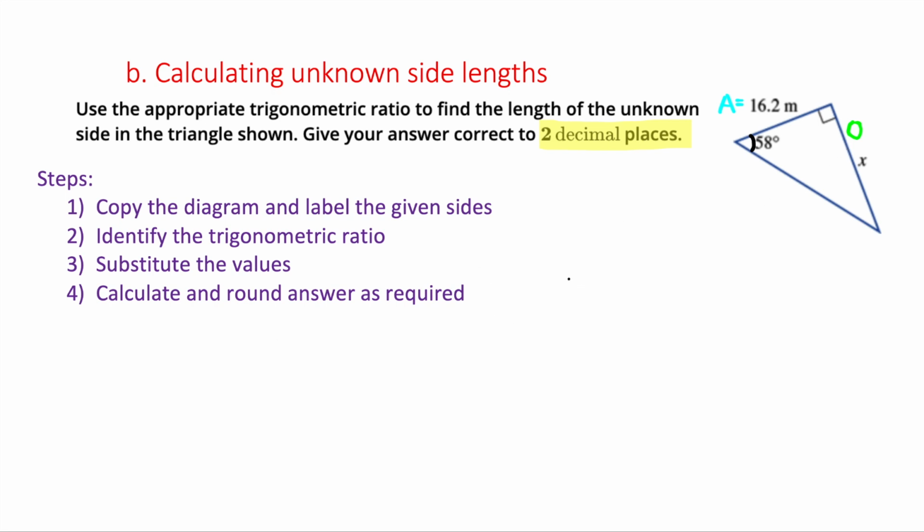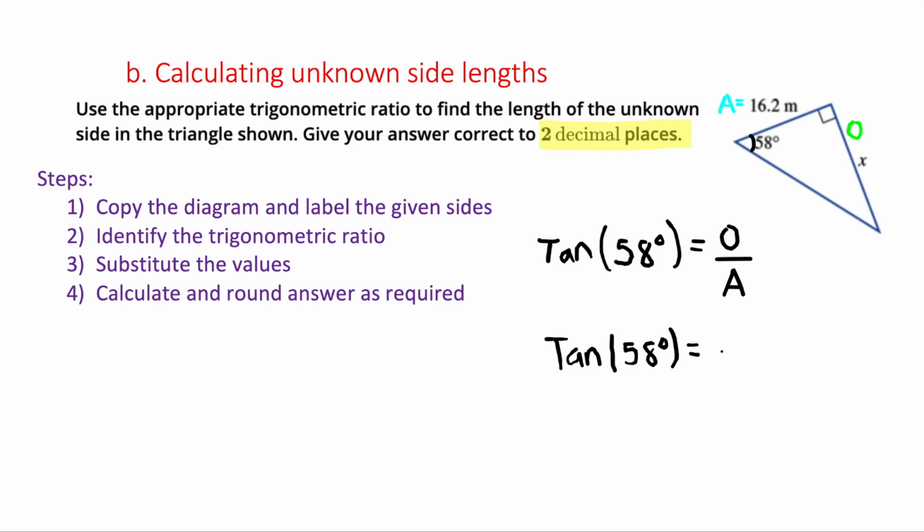So let's do it here. The tangent of 58 degrees is going to be equal to, SOH CAH TOA, opposite over adjacent. So opposite over adjacent, and then I substitute, so tan of 58 degrees is going to be equal to x over 16 and 2/10. Perfect. Now, how do we solve for x?